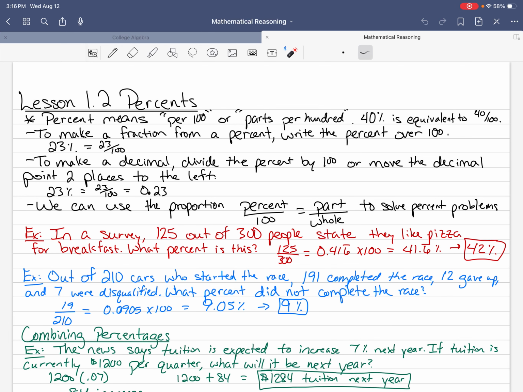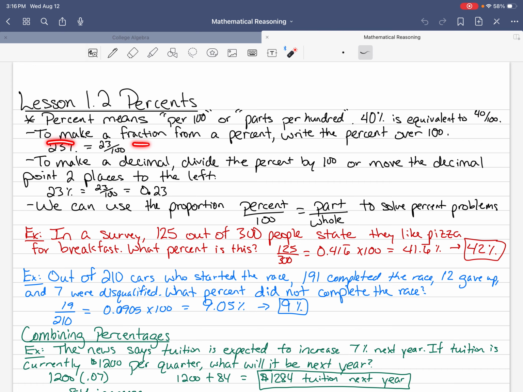Welcome to lesson 1-2. Today we're going to talk about percents. Percent means per 100, or parts per 100. So what that means is that if we say we have 40%, that is equivalent to saying we have 40 out of 100 of that.